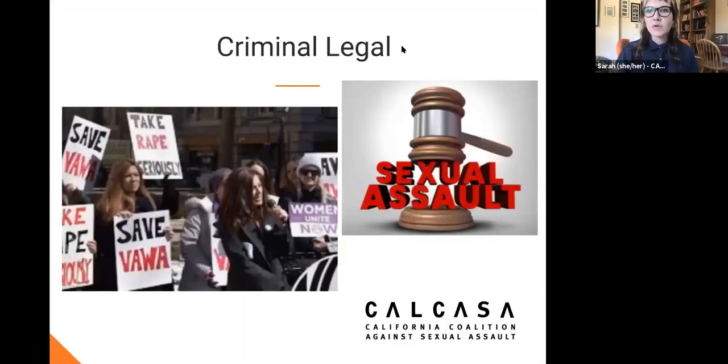So we have the criminal legal framework. This is also often called the criminal justice framework. This perspective views issues of sexual assault and domestic violence primarily as criminal activities and as violations of public safety. So this framework often views sexual assault and intimate partner violence as crimes against the state rather than harm caused to the individual.